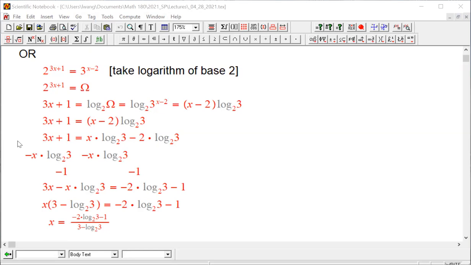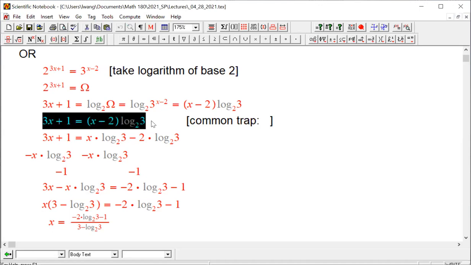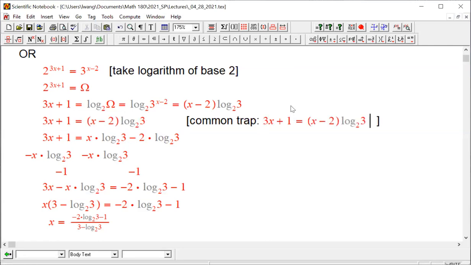And then they get to this place. The common mistake happens here. The common trap, I would say. What's a common trap? Students get here, and they will subtract 1 from both sides. This is the common trap the students get into. They will subtract 1 on both sides and divide both sides by 3.